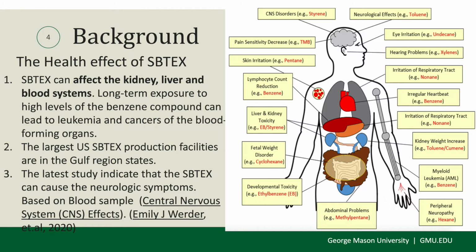So why are the SBTEX so important? Because they have health effects. The SBTEX can affect the kidney, liver, and blood system. Some species also have long-term effects and lead to cancer. The largest US SBTEX production facilities are in the Gulf region states. Therefore, the latest study also indicates that the SBTEX can cause neurologic symptoms based on a blood sample study.